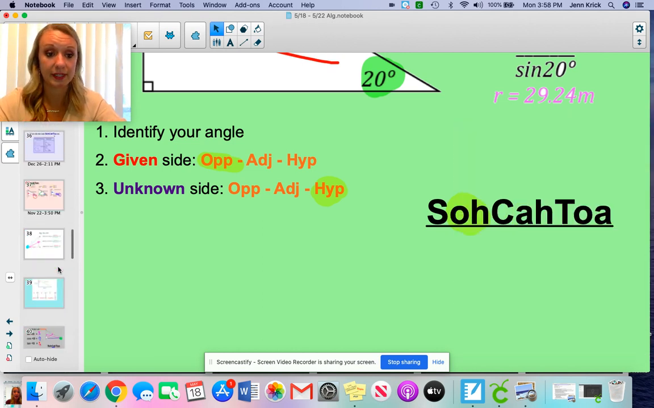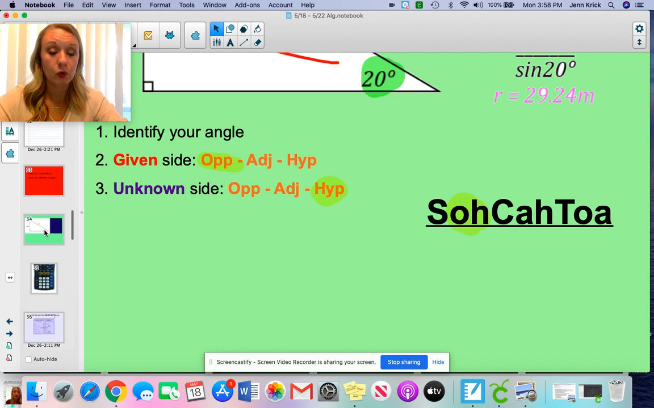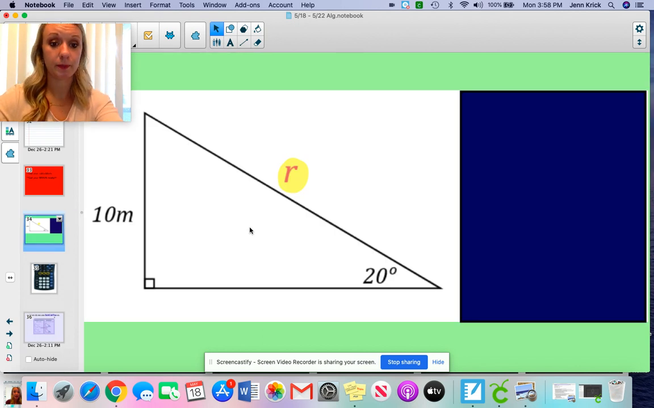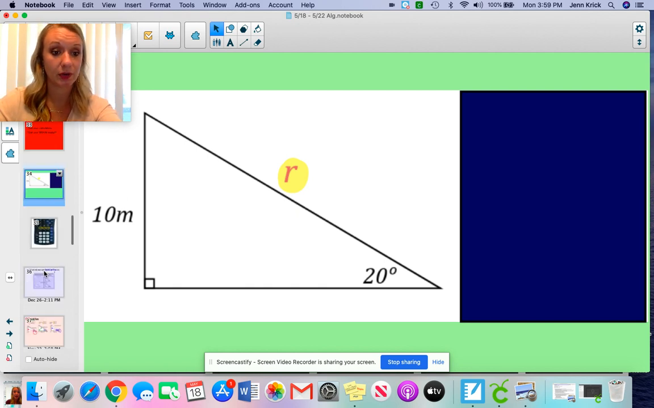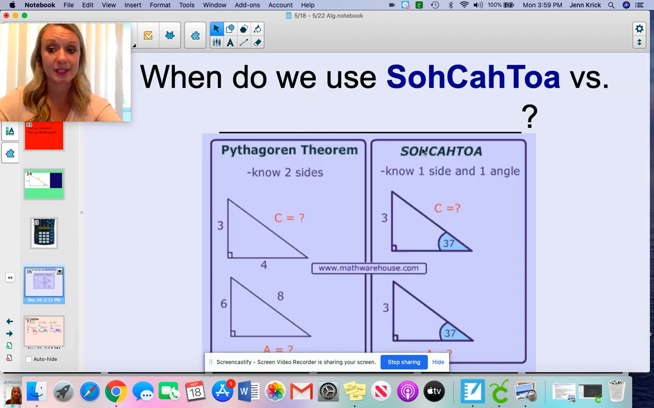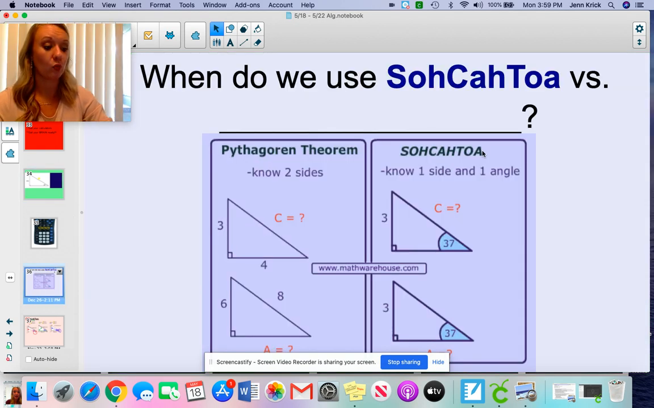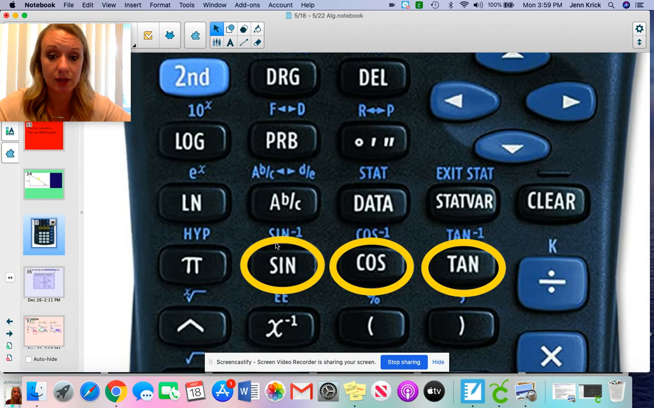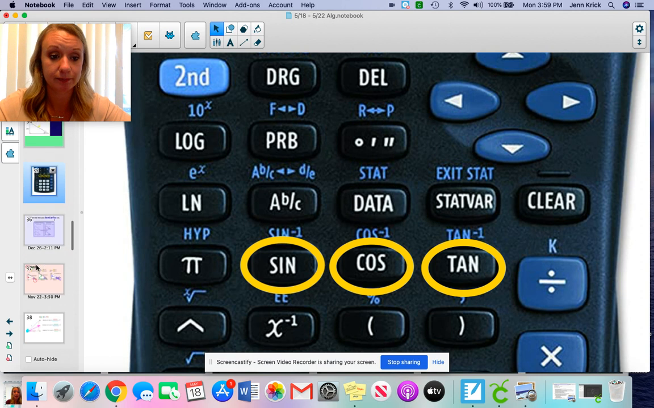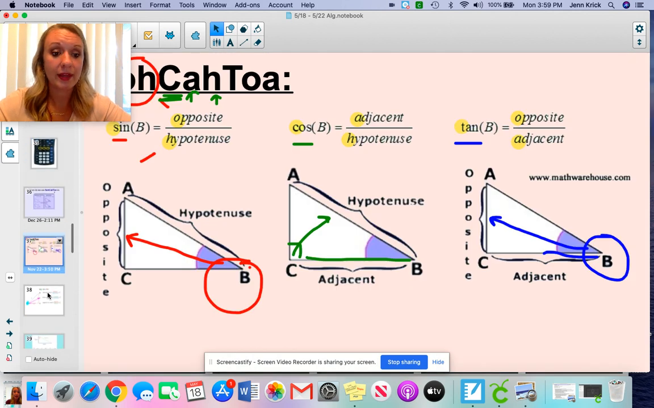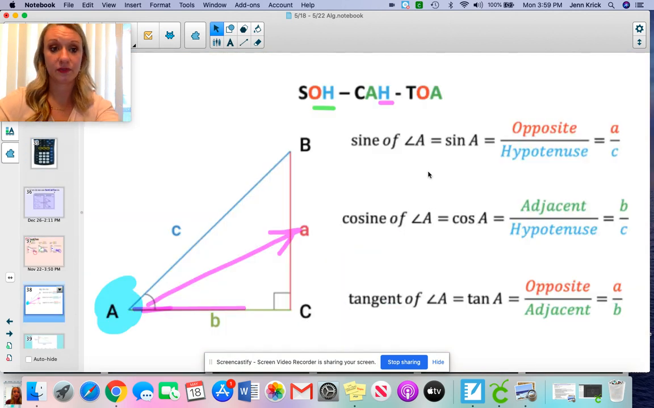Let me recap the lesson for you. When you are faced with a right triangle, and you are asked to find an unknown side, but you only have one angle and one side length, we have to use SOHCAHTOA. SOHCAHTOA is just an acronym to help us remember what type of ratios to set up with sine, cosine, and tangent. These are the buttons that we use on our calculator.